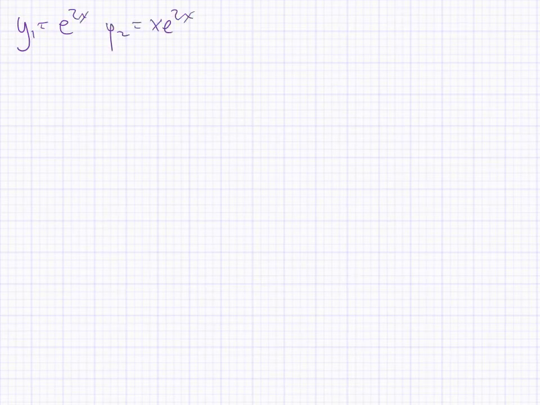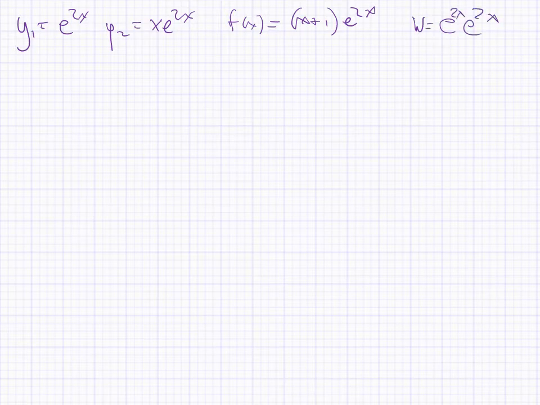Right, just so we rewrite it, remember y1 was e to the 2x, y2 was x e to the 2x, f of x was x plus 1 e to the 2x, and then that denominator, the W, was e to the 2x, e to the 2x.